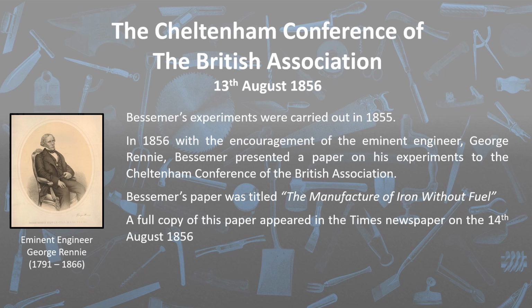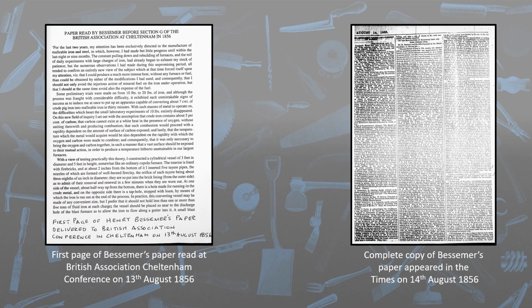In 1856, with the encouragement of the eminent engineer Mr. George Rennie, Bessemer presented a paper on his experiments to the Cheltenham Conference of the British Association. Bessemer's paper was titled "The Manufacture of Iron Without Fuel." A full copy of this paper appeared in the Times newspaper on the 14th of August 1856.